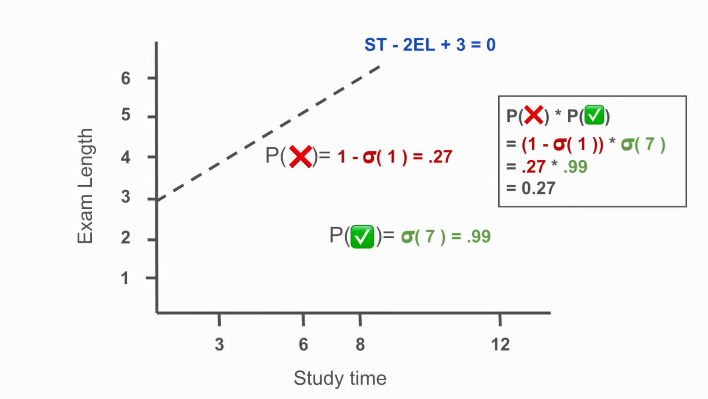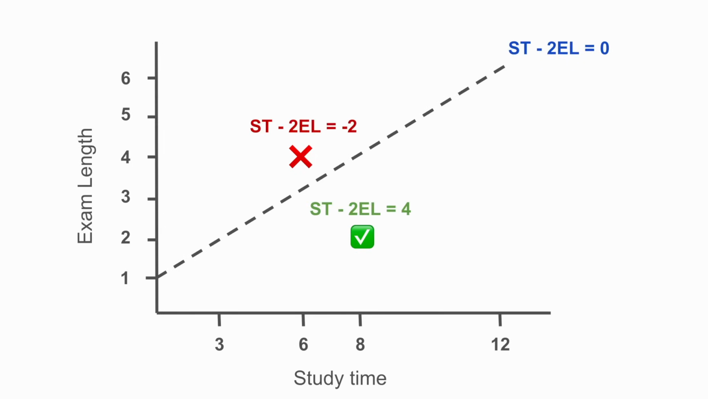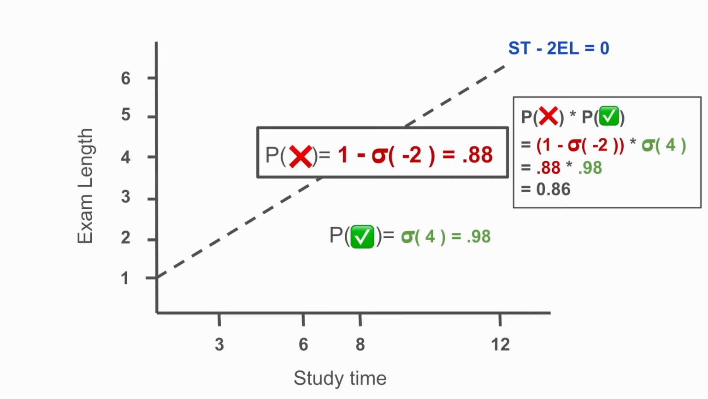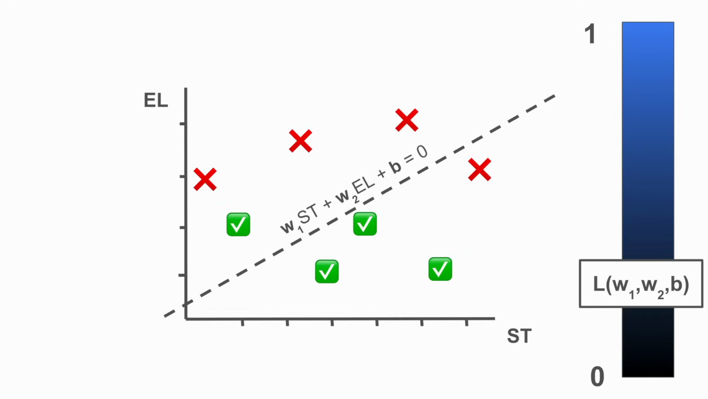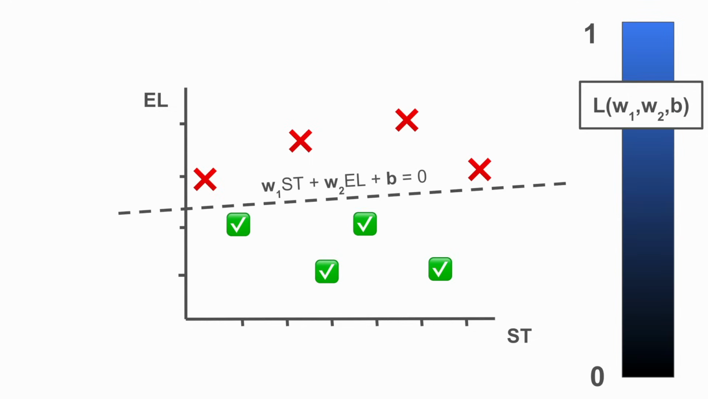Let's see how this compares to a different threshold. Let's try study time minus 2 times exam length equals 0. Notice how this logistic regression model assigns a high probability of passing to the student we know passed and a high probability of failing to the student we know failed. This is reflected in a much higher likelihood of 86%. The goal in logistic regression is to find the values of W1, W2, and B that make the likelihood function as close to 1 as possible.